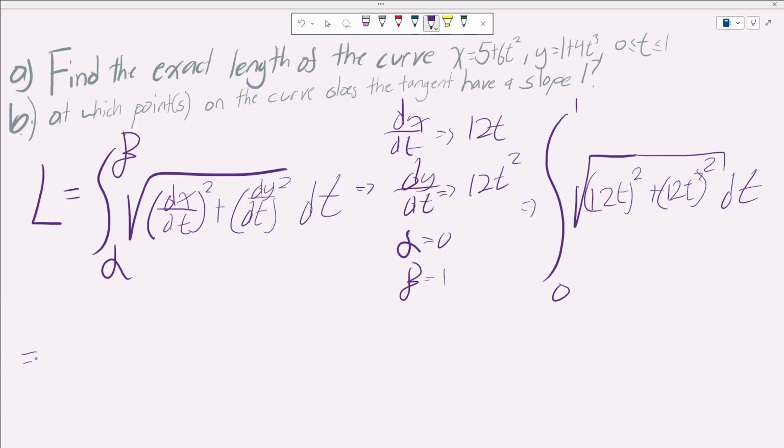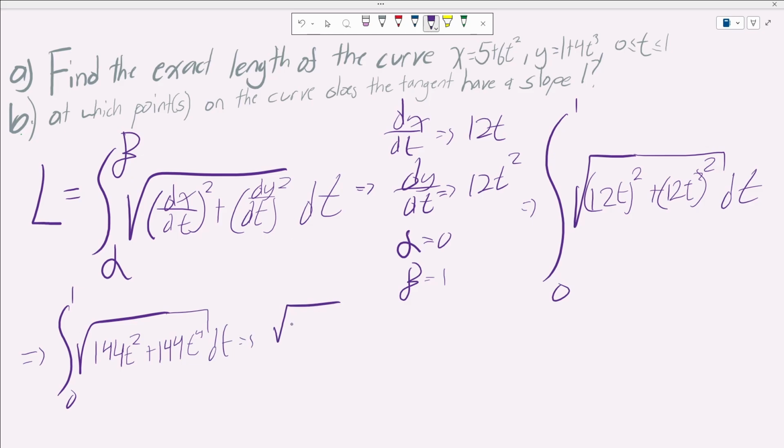And now if we begin to simplify this, of course, we'll still have 0 to 1. And then 12 squared is 144. T squared is t squared. Plus, again, 144. And then t squared is going to be t to the 4th power dt. And we can do some factoring on the inside. So we can take out 144 t squared from both of those, and we'll be left off with 1 plus t squared. And then we can see that our 144t squared, we can just take out a 12t out of our radical.